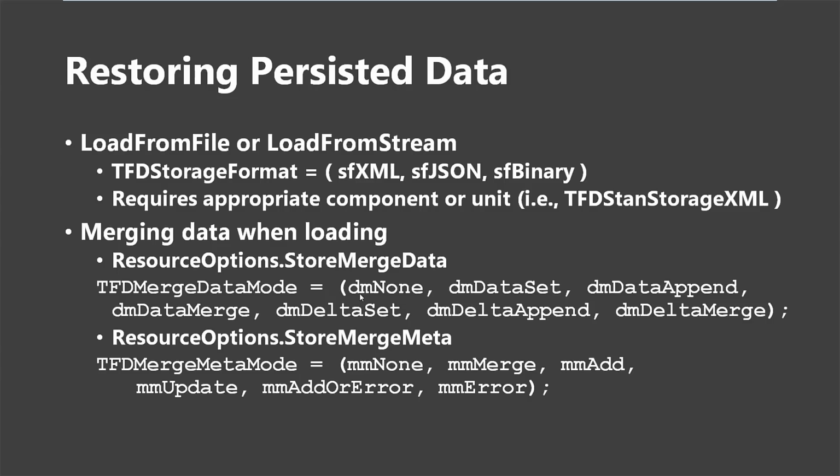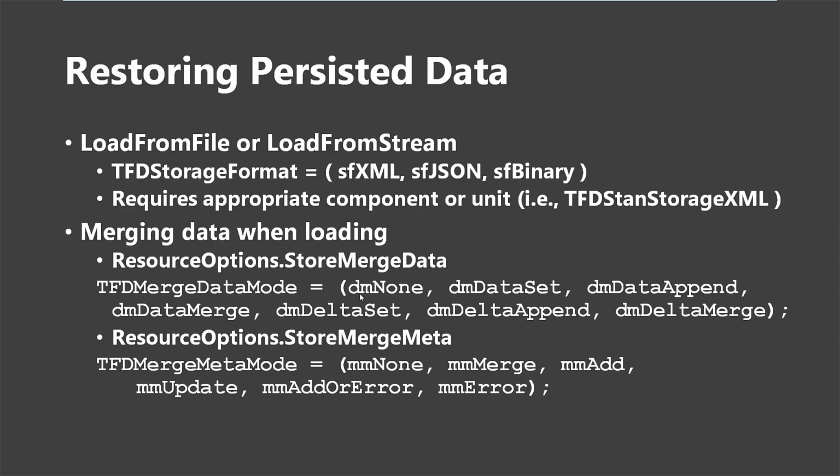Let's consider the set that applies to data first, and these values are dmDataSet, dmDataAppend, and dmDataMerge. For these values, the data that is being loaded will either replace the data in the active dataset, as in dmDataSet, be added to the data in the active dataset, dmDataAppend, or be merged with the data in the active dataset. For the set of values associated with the change cache, delta, essentially the same rules apply.